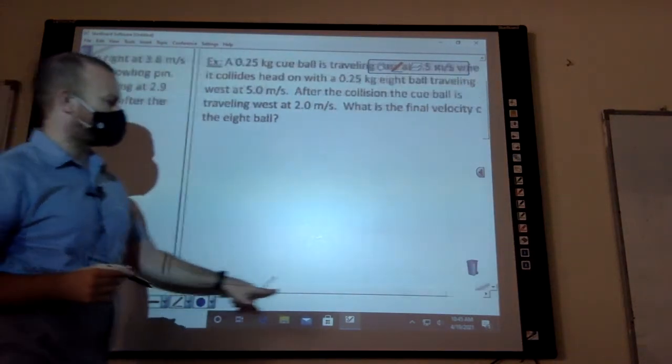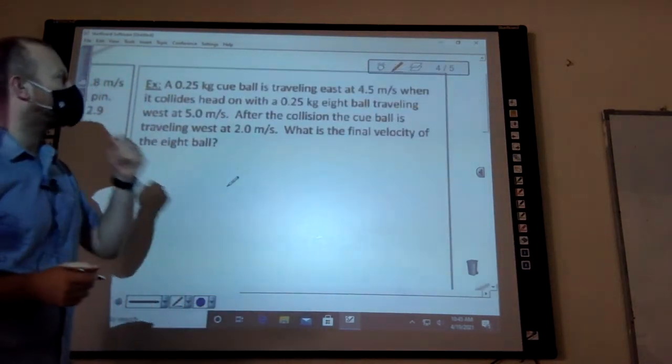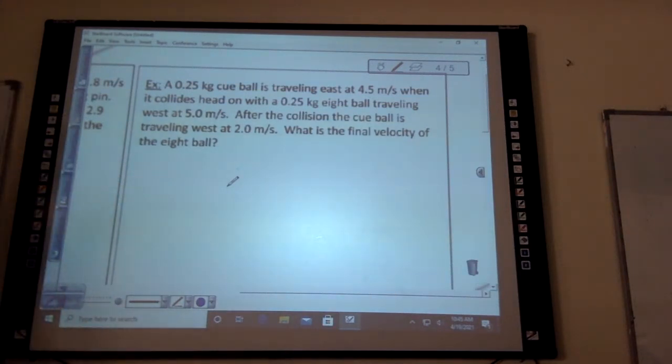So doing the examples on the right here, often they use pool or car crashes to represent collisions. So here we've got a cue ball that's traveling east, and it hits head-on with an 8 ball traveling west. And then we're told after the collision what the cue ball does, and we want to know what the 8 ball is doing. So what is frequently best to do with this?